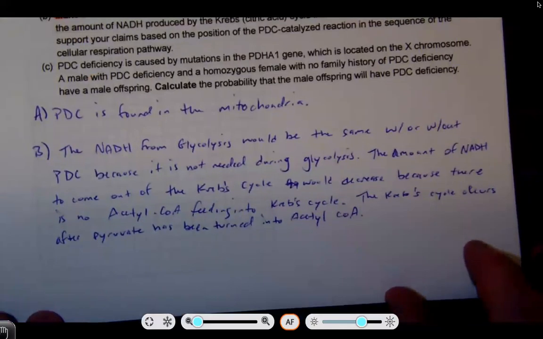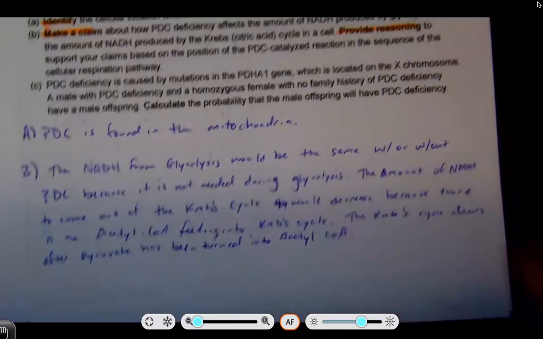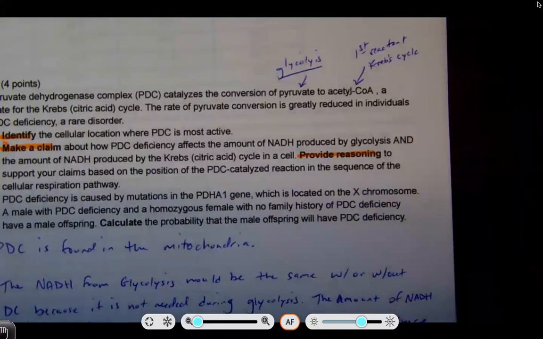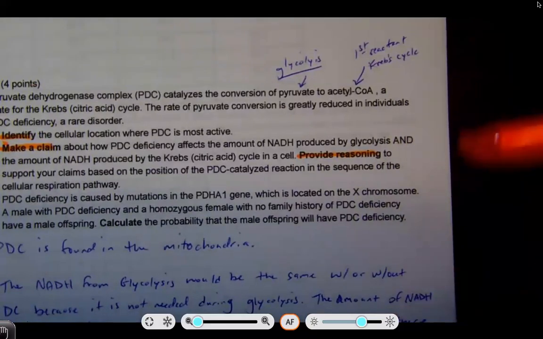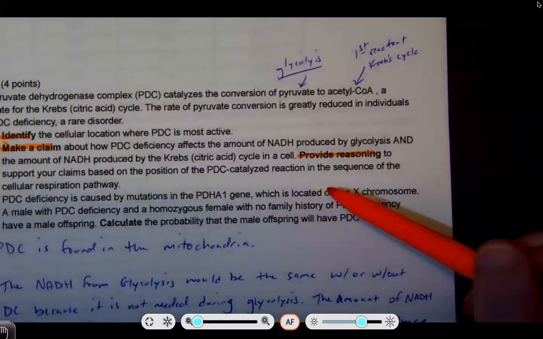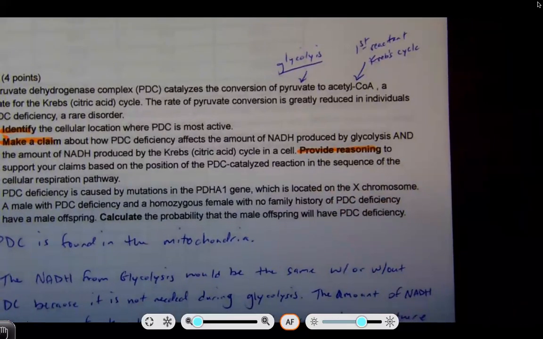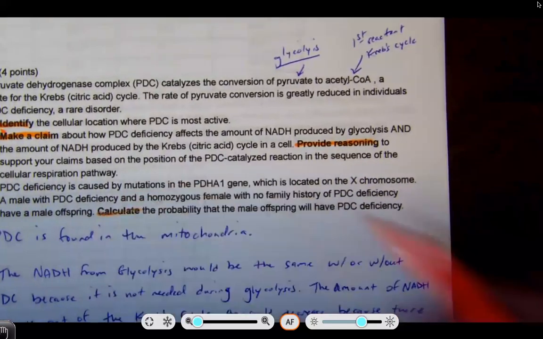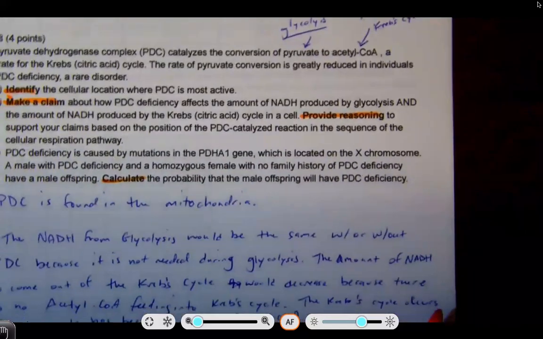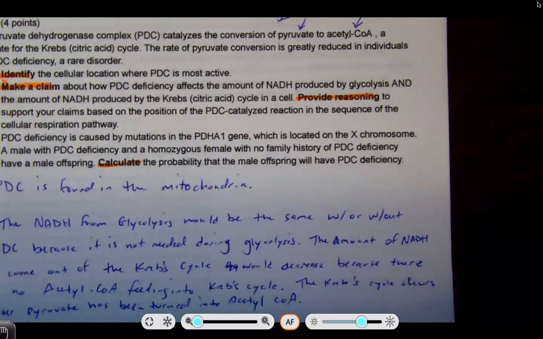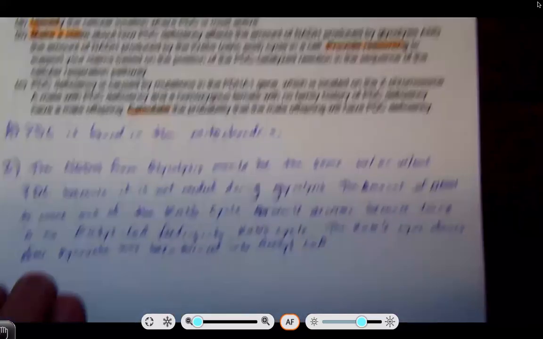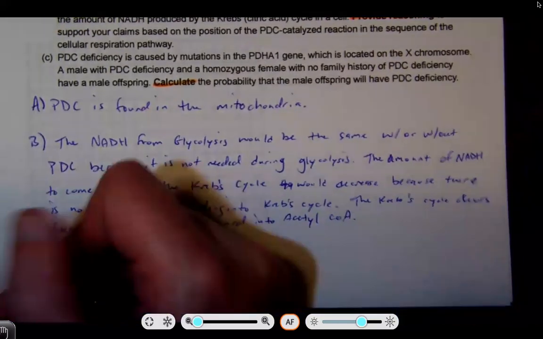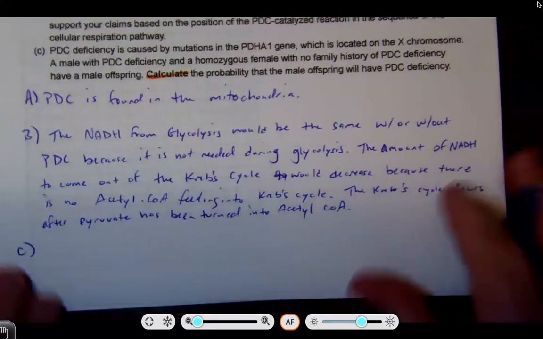For part C, it says the PDC deficiency is caused by mutations in the PDHA1 gene, which is located on the X chromosome. A male with PDC deficiency and a homozygous female with no family history of PDC deficiency have a male offspring. Calculate the probability that the male offspring will have PDC deficiency. Whoa, that's a genetics problem. So C asks us to create a genetics problem.